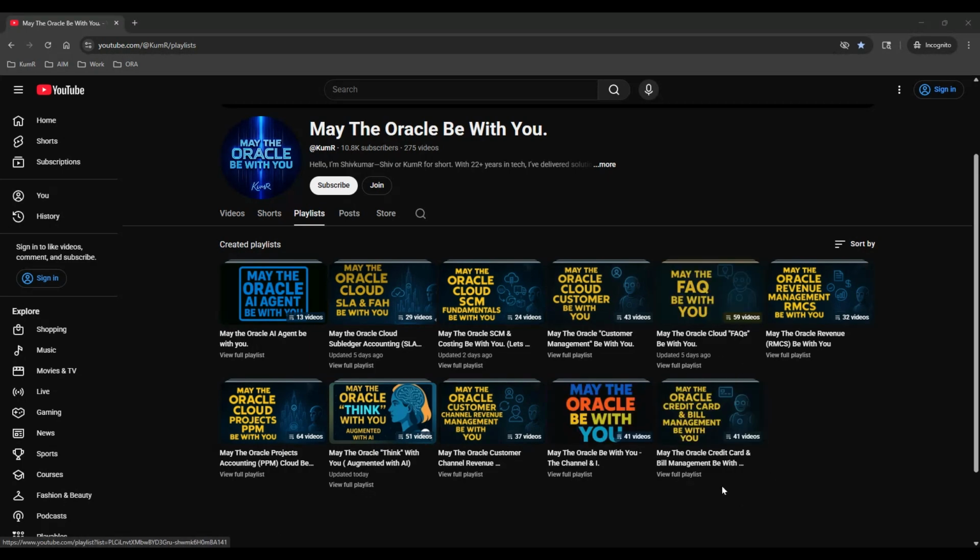But this one is your entire credit card and bill management module. If you're implementing credit card, you can work with the CyberSource company. You can implement that. So this shows you the complete information around that.